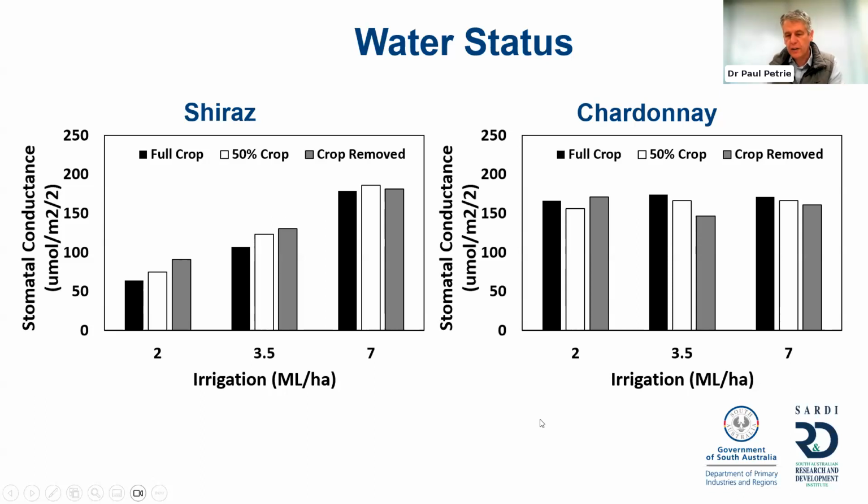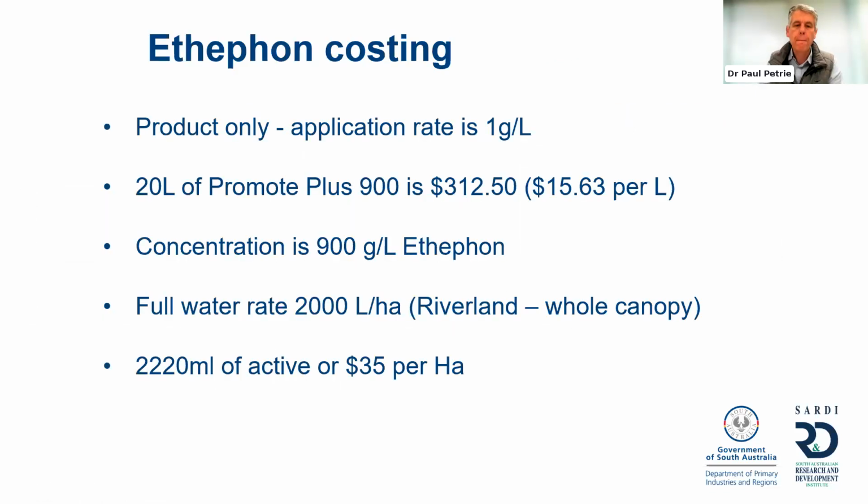If we look at the Chardonnay at Griffith, as I said, there was some standing water at that trial through a good part of the season, and I think that effectively negated a lot of the impact of their irrigation treatments. Okay. So of the treatments that we looked at, Ethephon appeared to be by far the most effective, or likely to be the most effective.